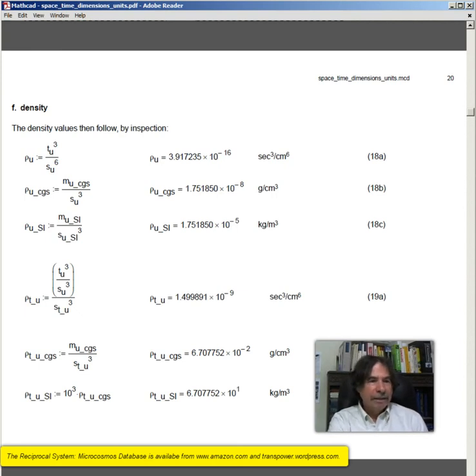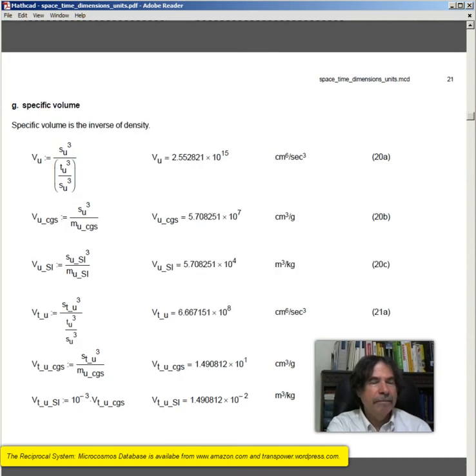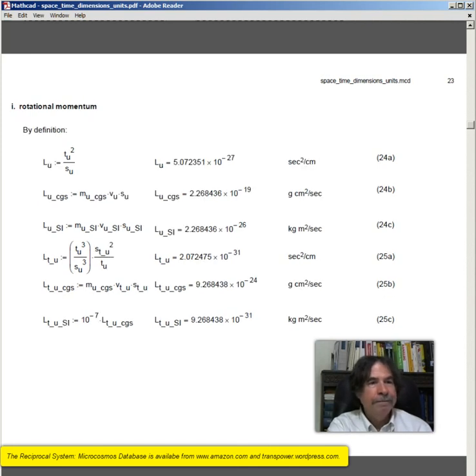Density is just mass divided by volume, so you can see these by inspection. Specific volume is simply the inverse of density. Again, I have the time-space region values and the time region values. Linear momentum is mass times velocity. And again, you can see time-space region values and the time region values here.